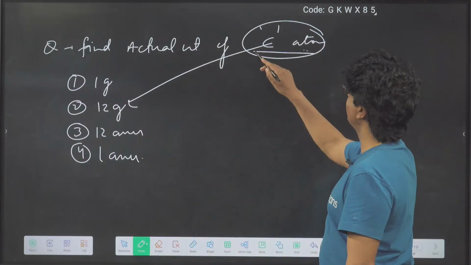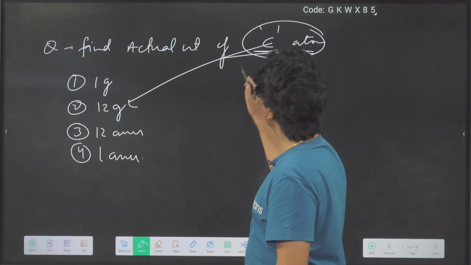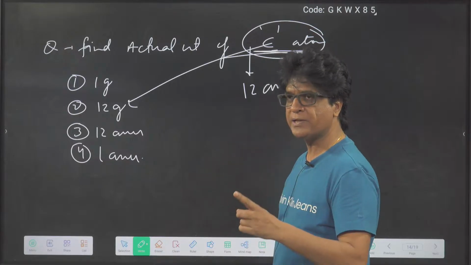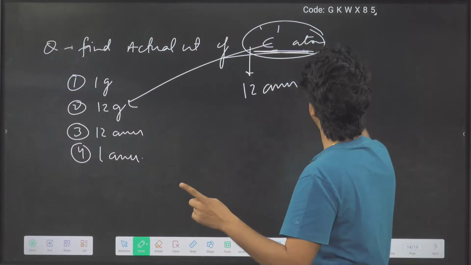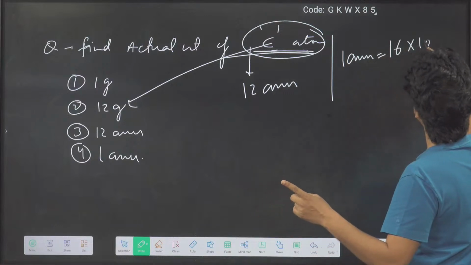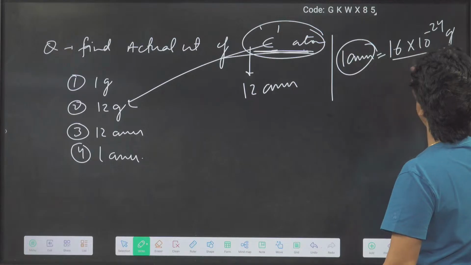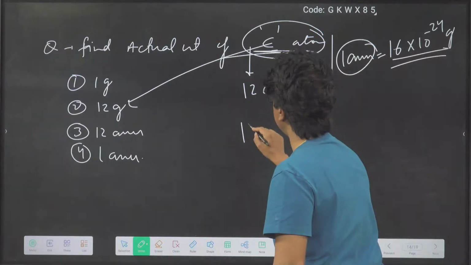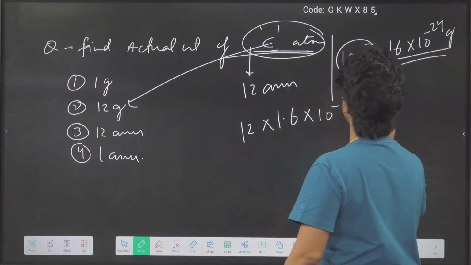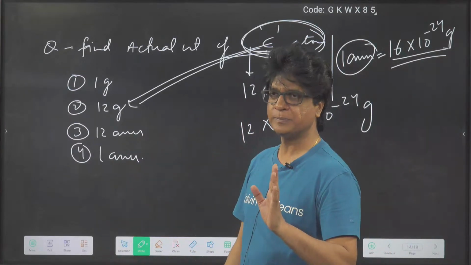So if you look at that, weight of one carbon atom is not 12 gram. It is basically 12 AMU, but we have to express that weight in what? Grams. And I told you that 1 AMU is equal to 1.6 into 10 to the power of minus 24 grams. So you have to convert the AMU into grams. So the correct answer will be 12 into 1.6 into 10 to the power of minus 24 grams. Weight of one carbon atom cannot be 12 gram, right?